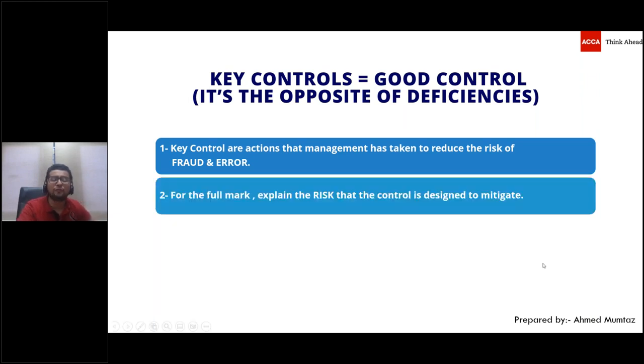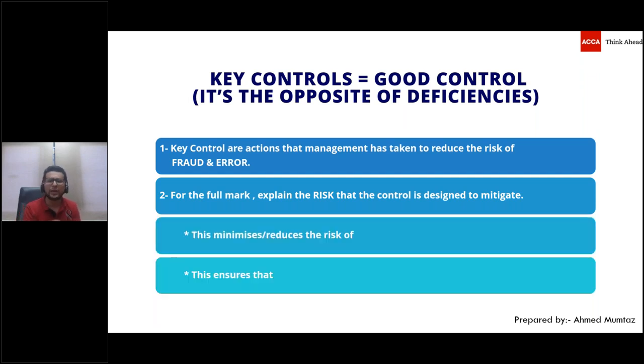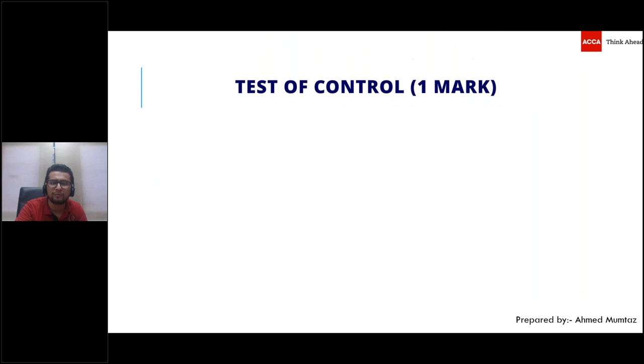So in order to get the full mark, you have to explain the risk that the control is designed to mitigate. So a key control will avoid a risk. So you have to explain what would be avoided. How can you explain the key control? This minimizes the risk of. This reduces the risk of. This ensures that. So this is how we have to explain the key control.